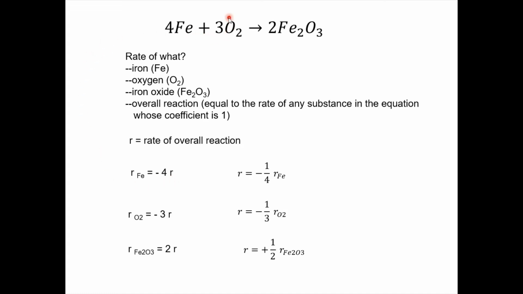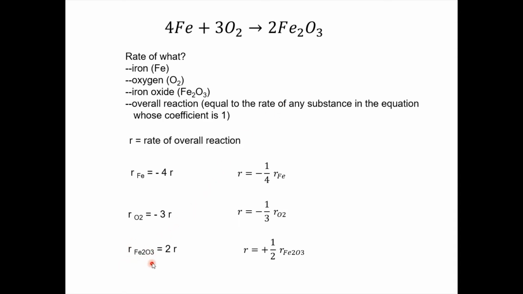Oxygen, O2, has a coefficient of 3. So its rate is 3 times as fast as the rate of some imaginary substance with a coefficient of 1. And so the rate of O2 is equal to negative 3 times the rate of the overall reaction. Once again, the rate of the overall reaction is the same as whatever substance has a coefficient of 1. And in this case, we're using this imaginary second product that would have a coefficient of 1.